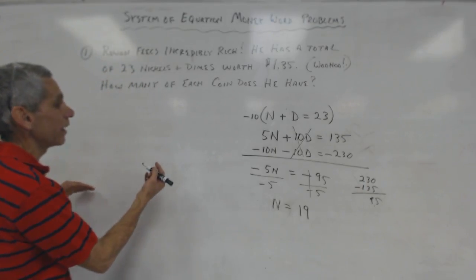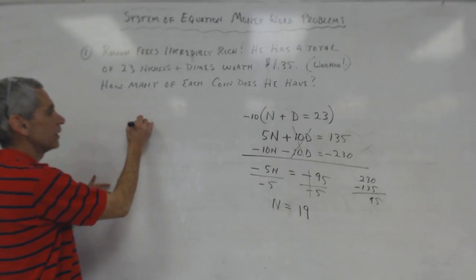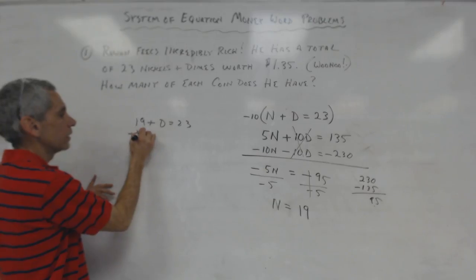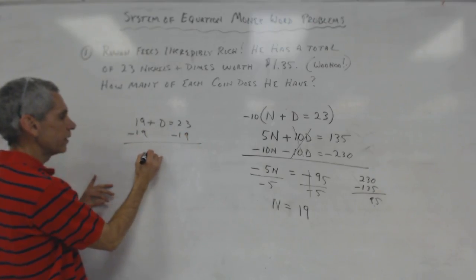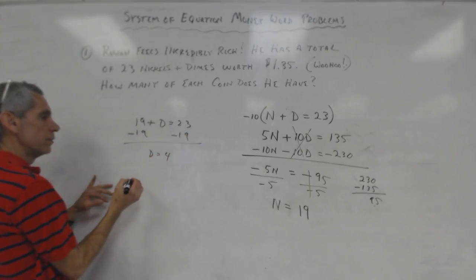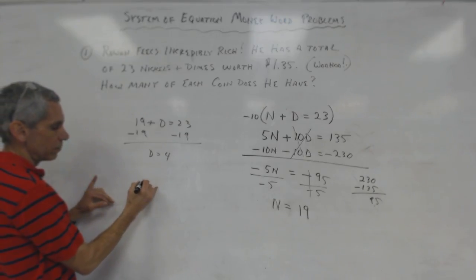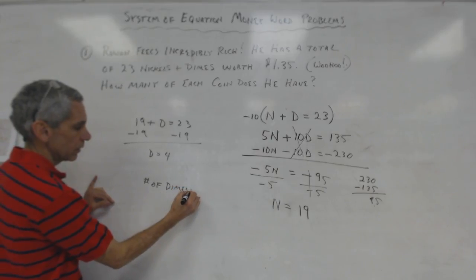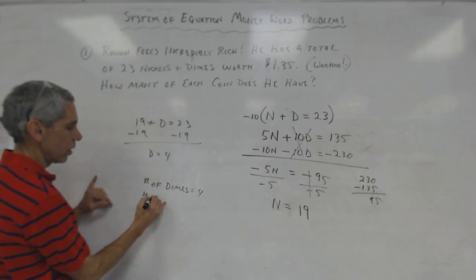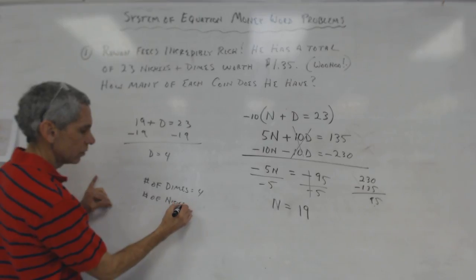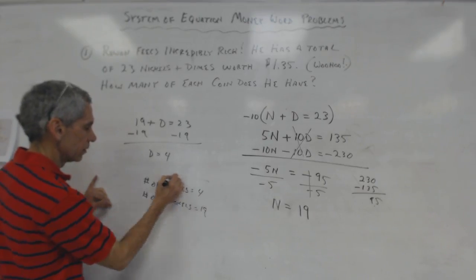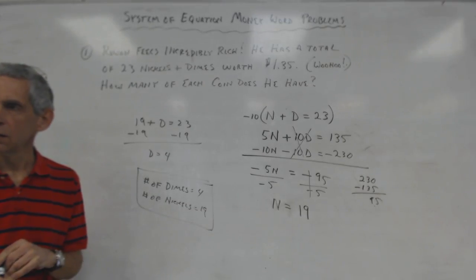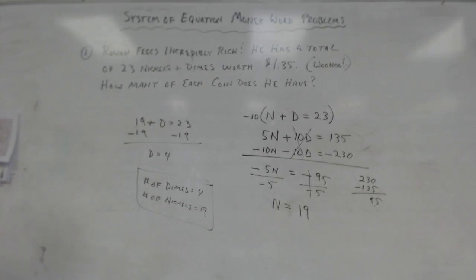And his number of dimes is 19 plus D is equal to 23, right? Subtract 19. And that gives me D is equal to 4. So number of dimes equals 4. Number of nickels equals 19. Makes sense, right? You get that?